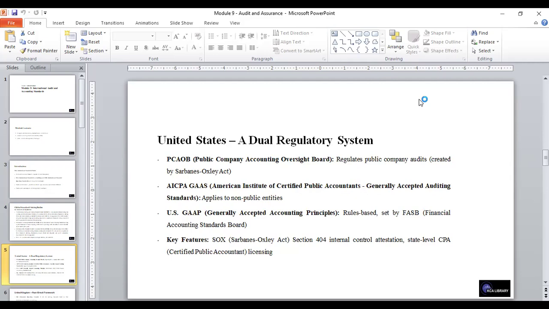Looking at the United States, we will take selected countries one after the other. It makes use of a dual regulatory system. The PCAOB, the Public Company Accounting Oversight Board, regulates public company audits in the United States, and the American Institute of Certified Public Accountants applies to non-public entities. US GAAP is rule-based and set by the Financial Accounting Standards Board. Key features include the Sarbanes-Oxley Act, the Section 404 internal control attestation, and state-level CPA licensing.